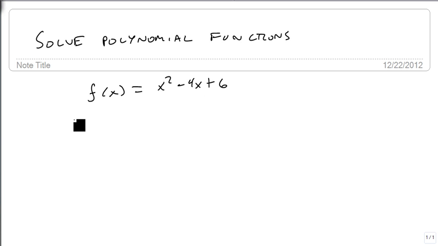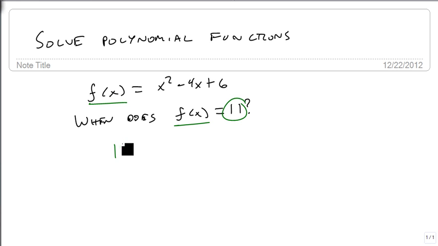And we are asked to find when does f of x equal 11. And so we go in and we replace f of x with 11. So 11 equals x squared minus 4x plus 6.